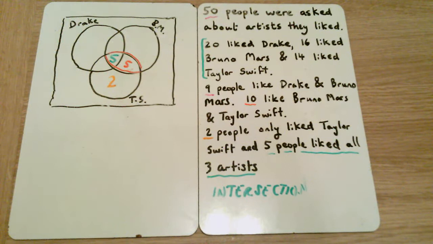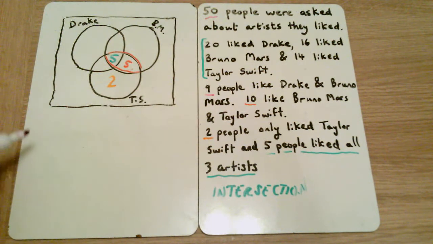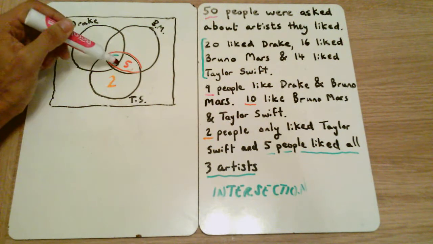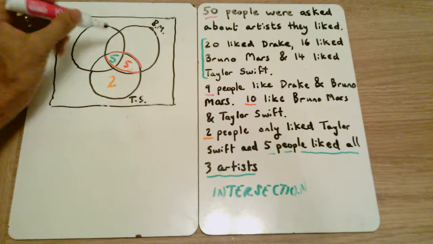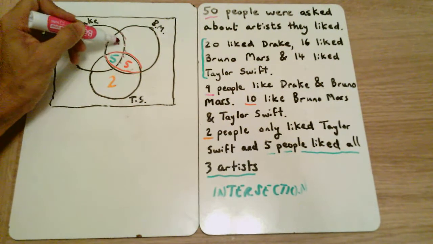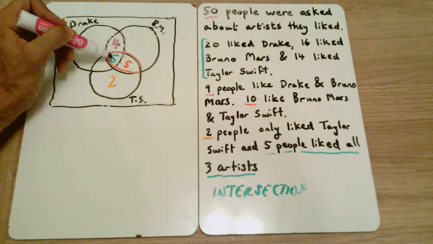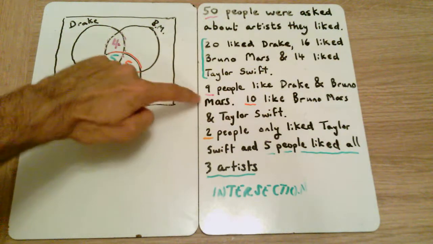Now, similarly, on the other side, it tells us 9 people like Drake and Bruno Mars. That means all of this has to add up to 9. And if all of this adds up to 9, then this has to be 4. We can see now 4 plus 5 is equal to 9. Now from that, we've done these bottom 3 areas.